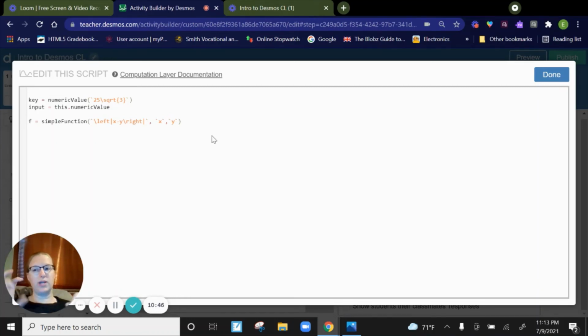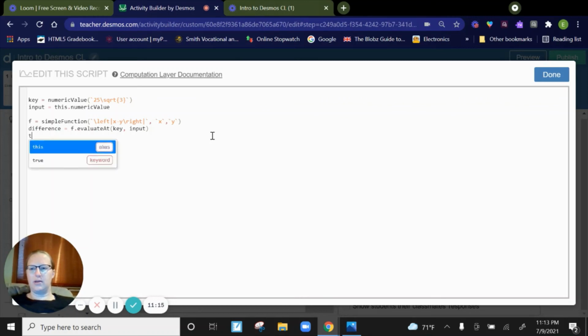So that simple function takes something and subtracts something else. So what do I want to subtract? I want to do what I know the answer key should be minus what the student puts in. And if they've done it correctly, it should equal 0. So I'm going to call that the difference. The difference of f, and we're going to evaluate it at both the key and the input. And tolerance, you can set at anything really that is fine for you, but I'm going to set it at 0 so that it has to be 0.